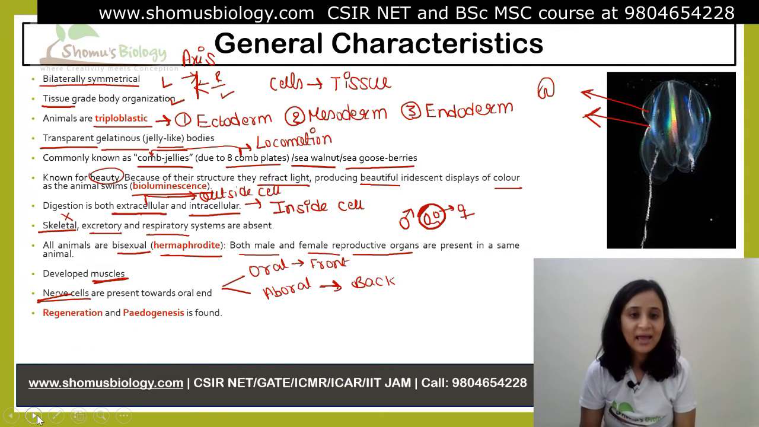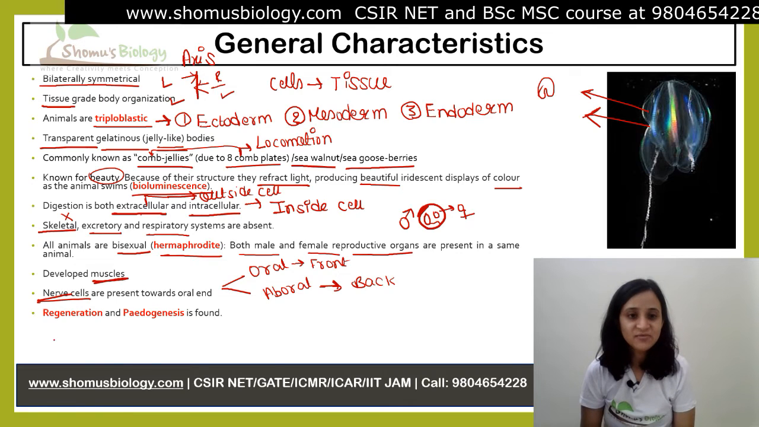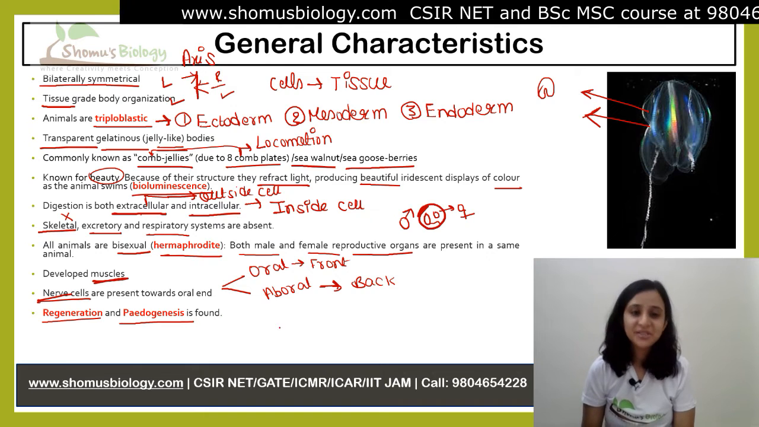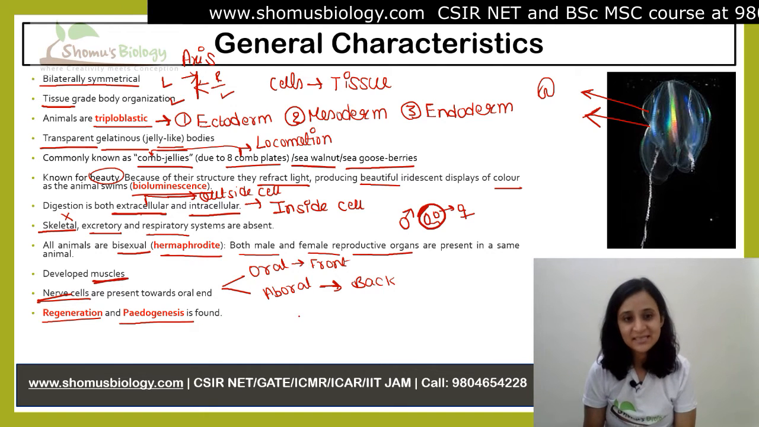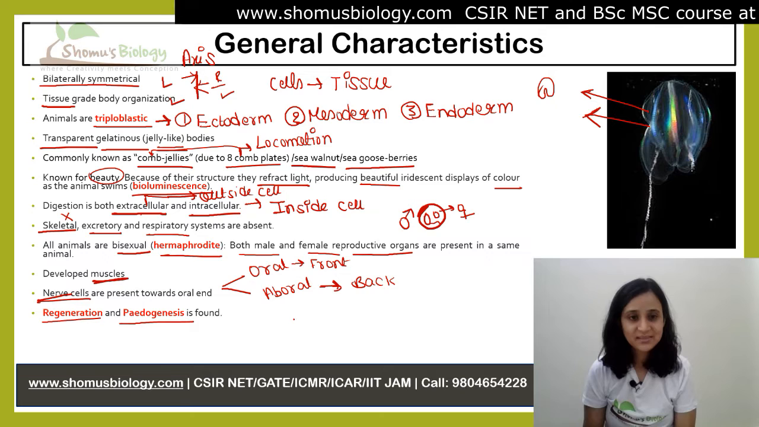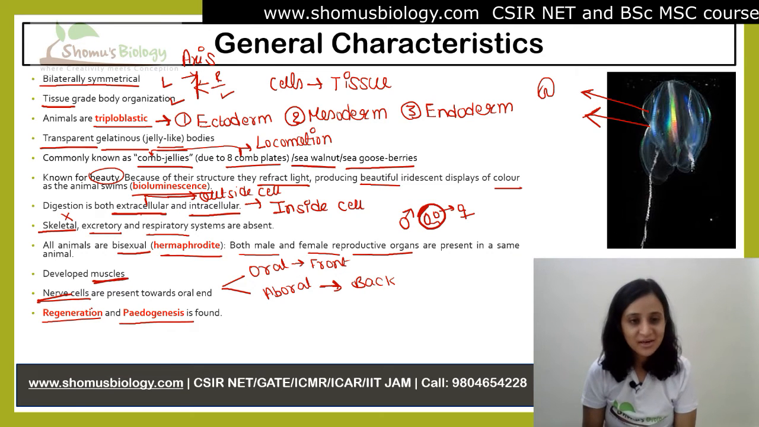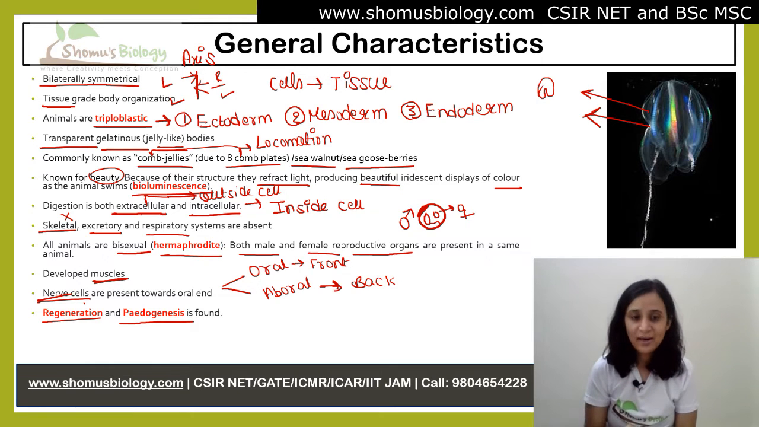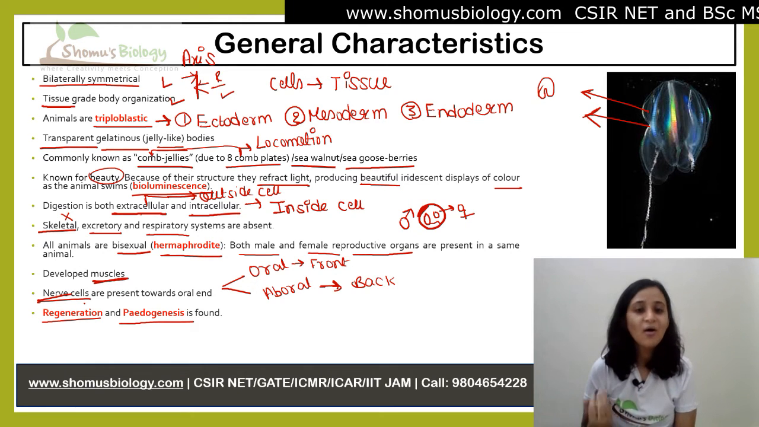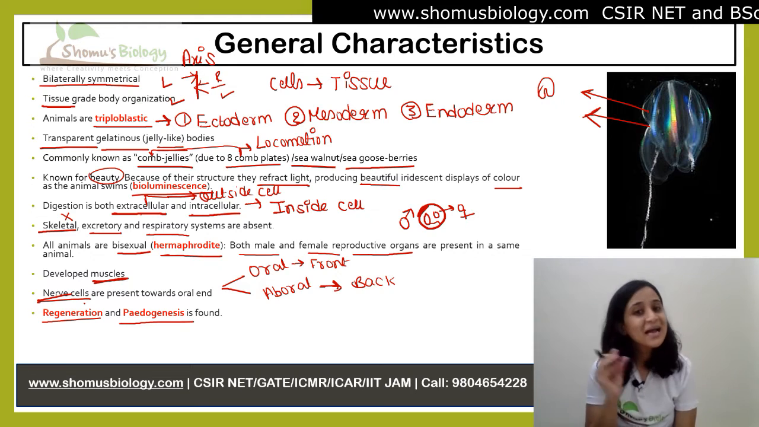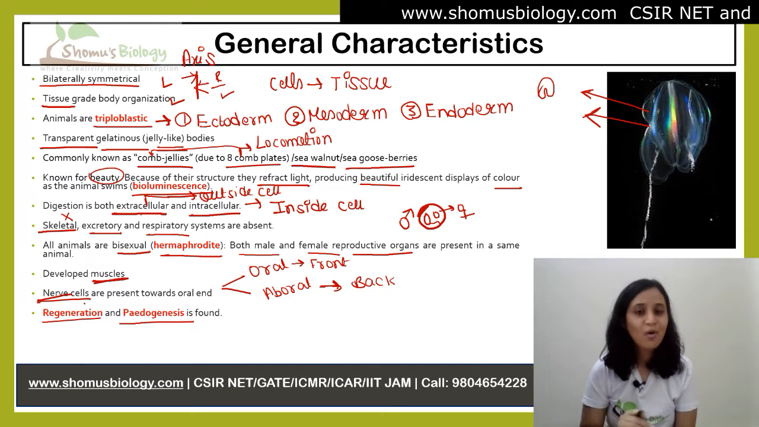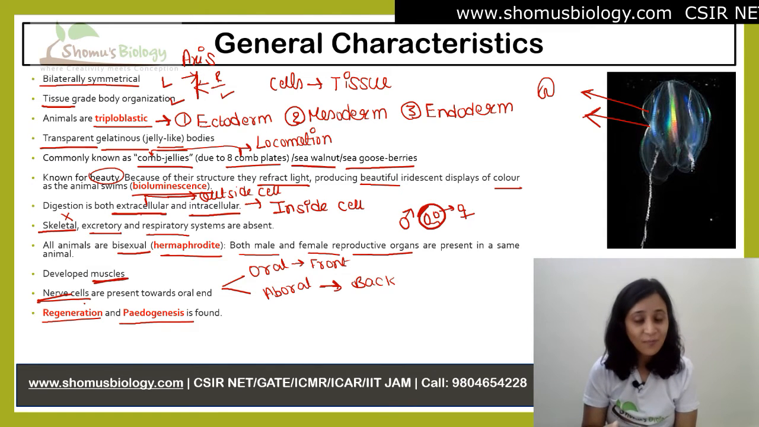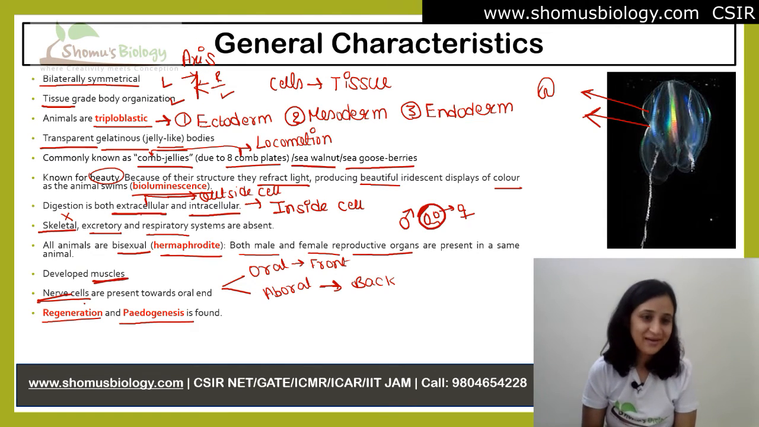Regeneration and pedogenesis are found. So you can find both regeneration and pedogenesis in these organisms. So what is regeneration? Regeneration is a particular phenomenon. In this process, if you cut a body part of the individual, that part will form the missing part of the body.